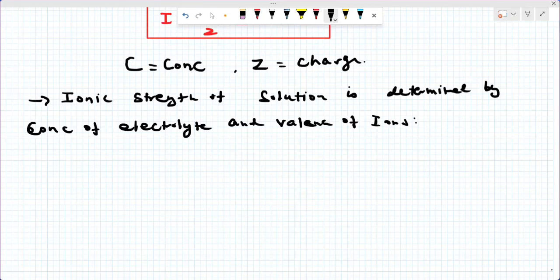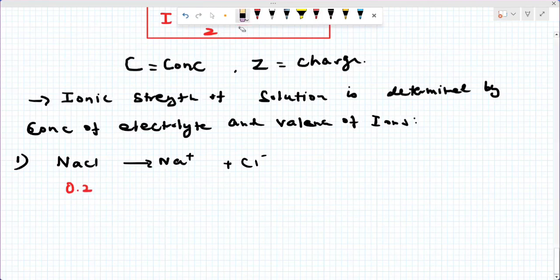Okay, for example, a simple example. Take NaCl. First example. NaCl, we separate it like Na plus and Cl minus. Okay, listen, initially take this concentration. Let's see in here, take concentration C initial.